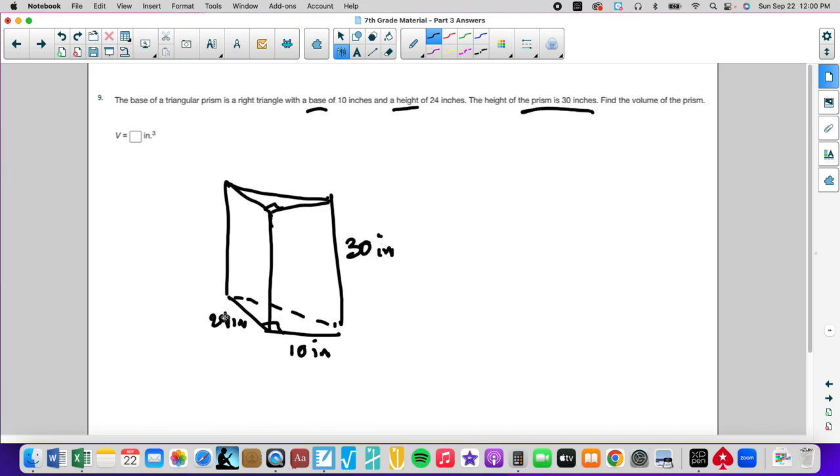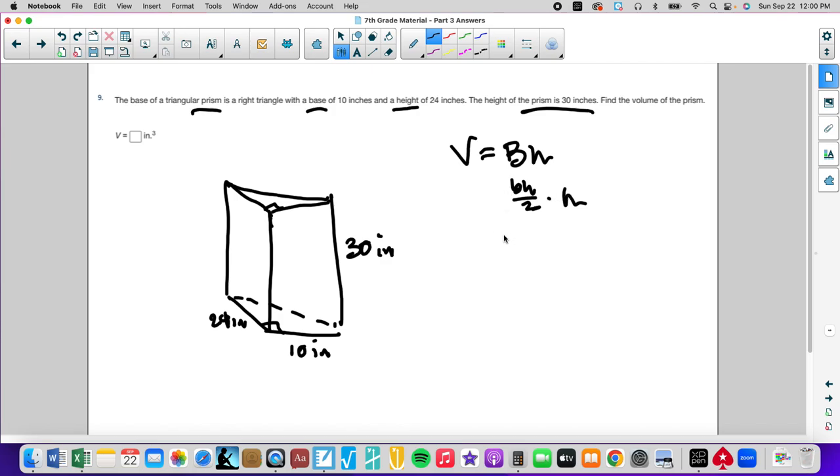So I want to make sure I'm in all the same units. So this time we know volume equals big B times H because it's a prism. And my base shape is a triangle. So that's base times height divided by 2 times the height of the object. This height is of the base. This height is of the prism.